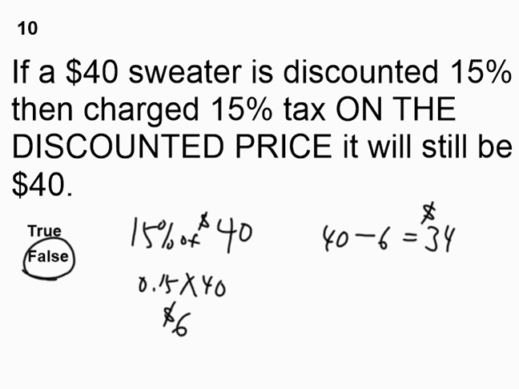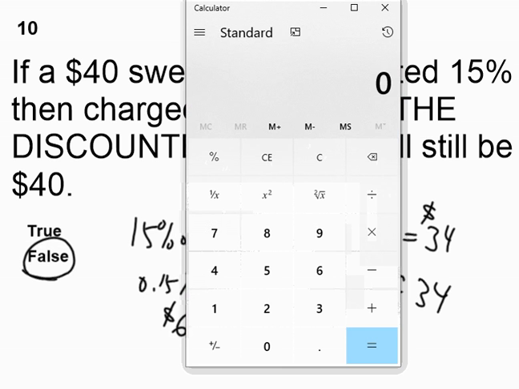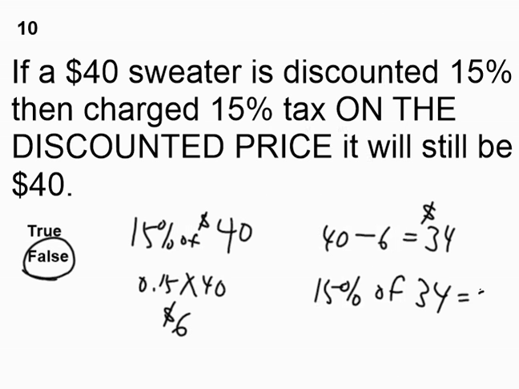If we then say you have to pay 15% tax, and 15% of $34, if I put 15% of $34, it's $5.10. Add that on to $34. So the cost of the discounted sweater plus the $5.10 HST would be $39.10 as opposed to $40. So the answer is false.